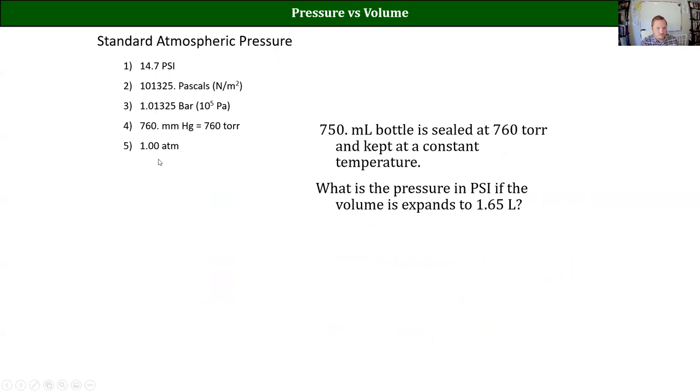All right, so here's just a list of the common unit conversions for pressure, just so you have them in front of you.